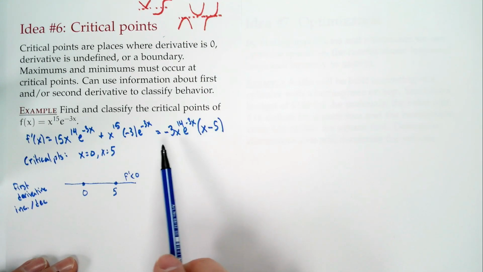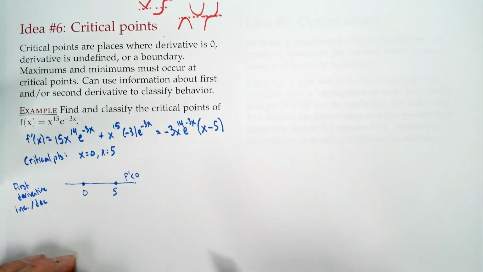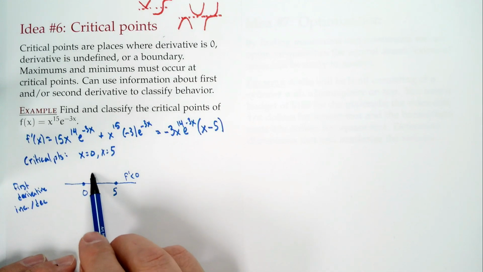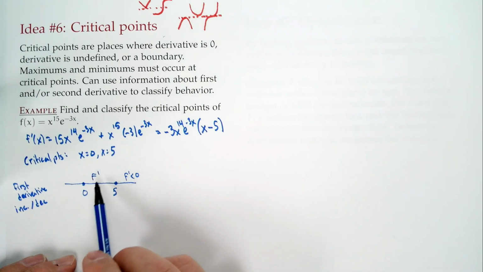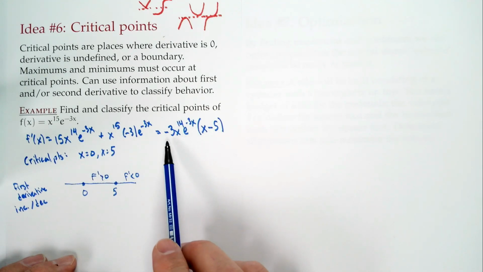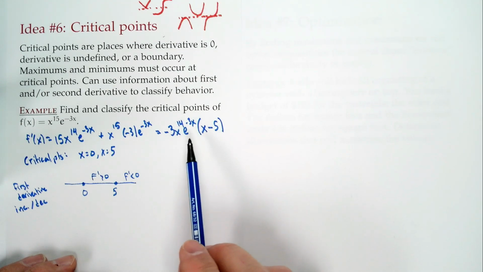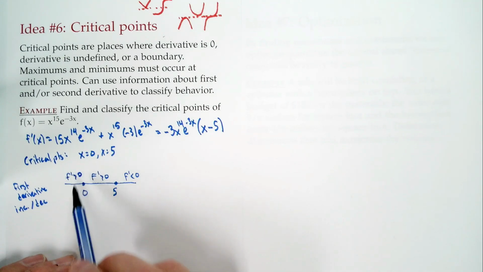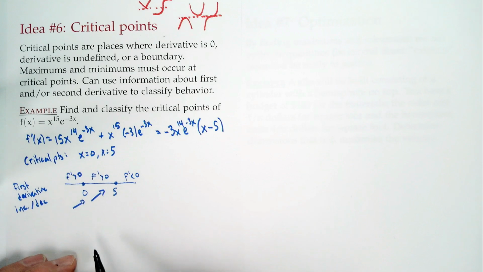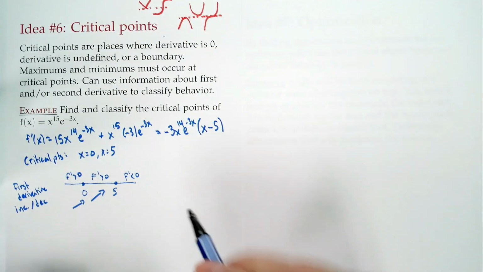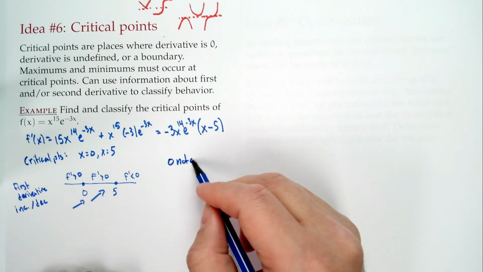If I pick something between 0 and 5, well, 1: negative, positive, positive, negative. Put that all together, you get a positive, because you get two negatives combined together. Plug in a negative 1: negative, positive, because it's an even power, and positive, negative again. So it's still positive. So what happens? Well, it says you go up, and then you go up. So at 0, it has this behavior, going up and going up. Therefore, 0 is not a max or a min.